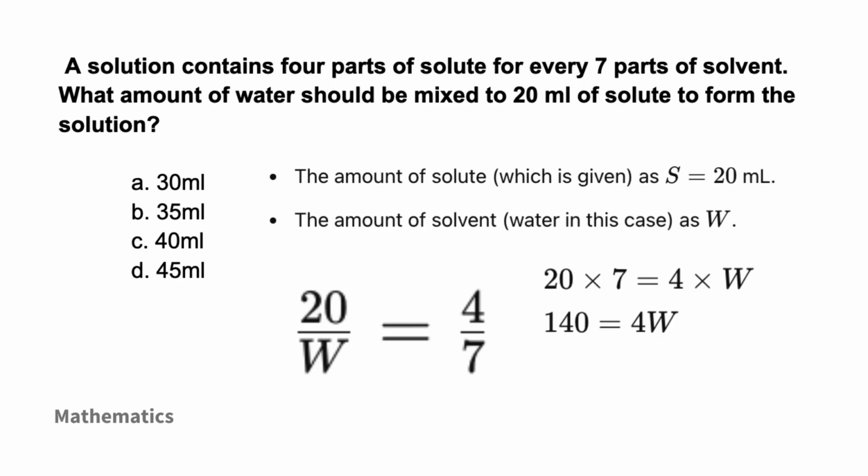This gives us 140 equals 4W, and then we can divide this out. 140 divided by 4 is 35, so our answer is 35 milliliters.